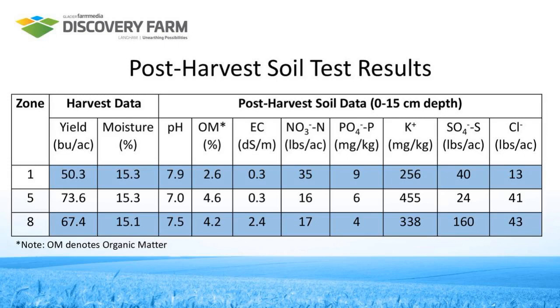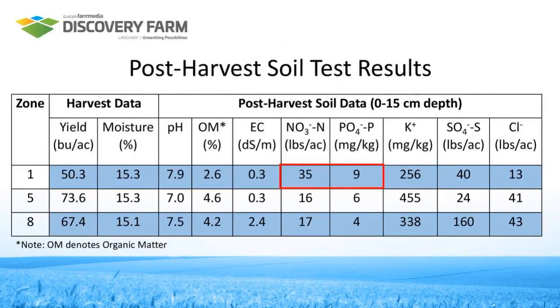The final data layer that can help us understand what we're seeing in the field is the harvest results, that were the post-harvest soil test results, which is what I'm showing on this screen here. So I've just reported the results from a few zones, 1, 5, and 8, and we've shown our yield data again, along with the moisture content of the grain, and then a few select soil parameters that were measured from the 0 to 15 centimeter depth.